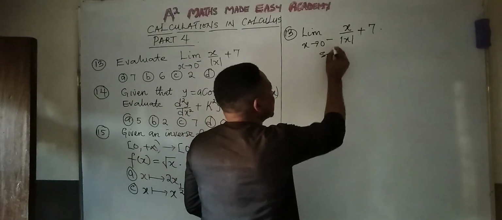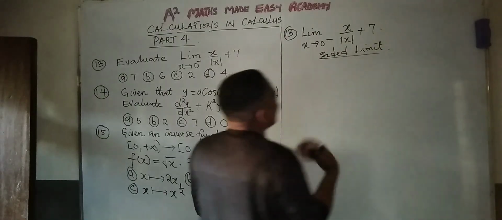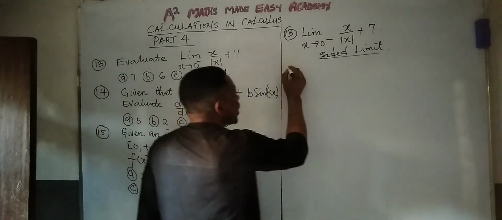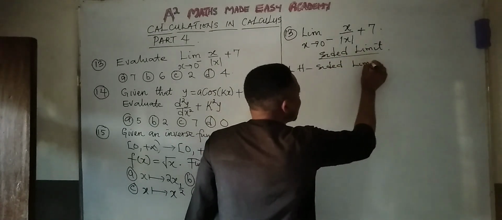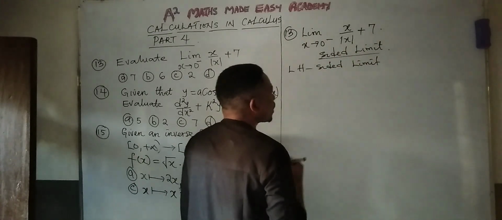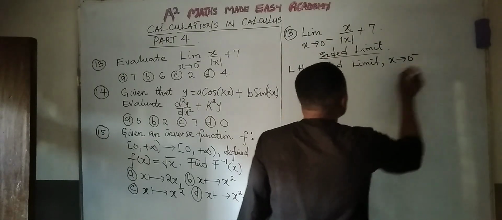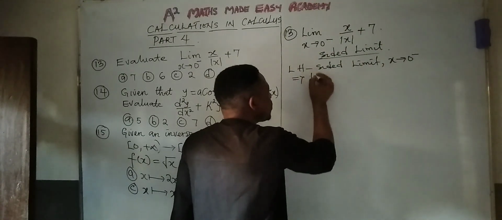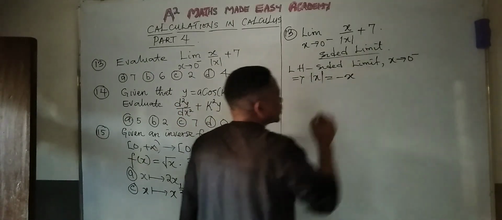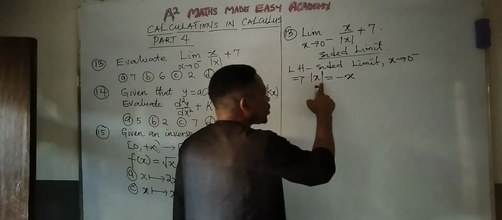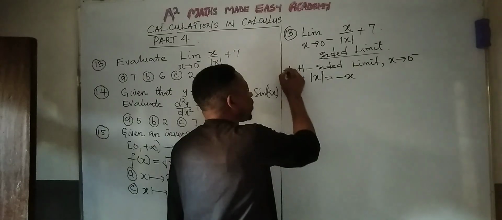We call it a sided limit. And a sided limit is divided into two. The first one is the left hand sided limit. Are you with me? And the law is that when x approaches 0 minus, it implies that anywhere we see the absolute value of x, remove it and introduce minus x. Remove the absolute value and attach minus to the x. That is the principle. This is number 1 type.